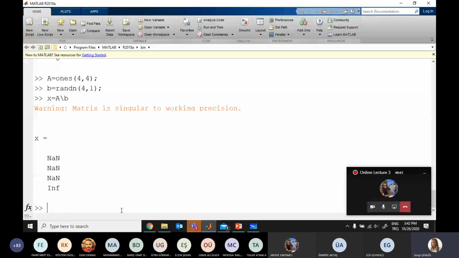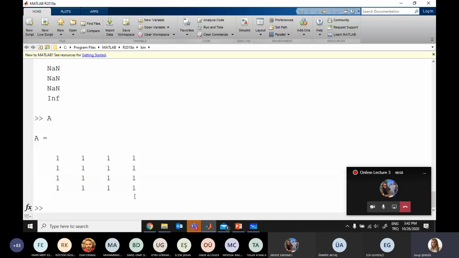If I do that, it says, no, matrix is singular. You cannot do that. There is no solution. Because of the matrix A, it is so simple. It only has ones as the entries. And this is going to give us a matrix that is not invertible. Determinant is 0. Okay? And this can have lots of solutions.